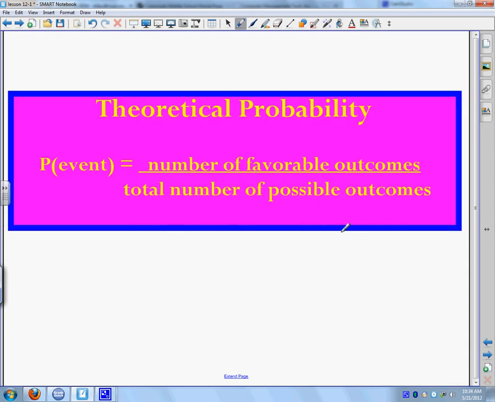All right, so first we have theoretical probability. So you need to write this down. So the probability of an event equals the number of favorable outcomes, so what you want, divided by the total number of possible outcomes. So write this down in your notes. Put a big box around it with stars, whatever you need to do to make it stand out.